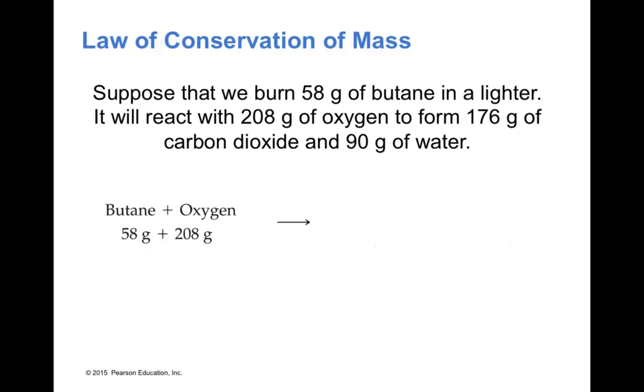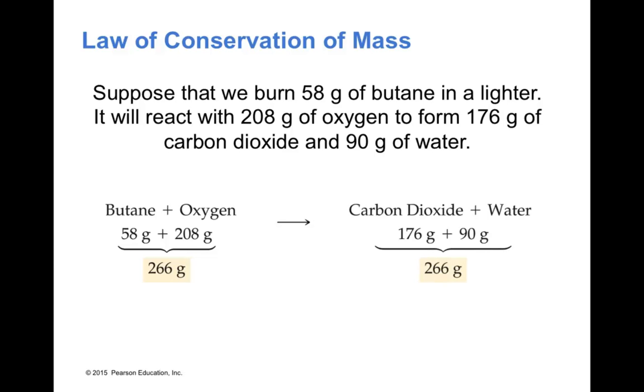Let's see an example. Suppose that we burn 58 grams of butane in a lighter, and this will react with 208 grams of oxygen to form 176 grams of carbon dioxide and 90 grams of water. The sum of the masses of the butane and the oxygen is 266 grams, which is equal to the sum of the masses of the carbon dioxide and water. In this chemical reaction, as in all chemical reactions, matter is conserved.